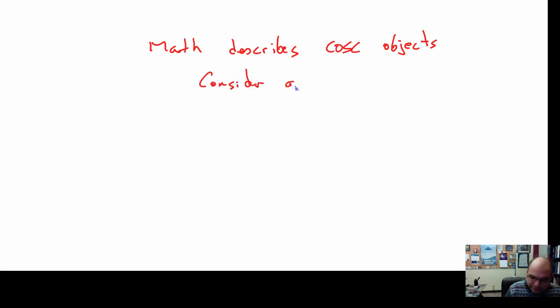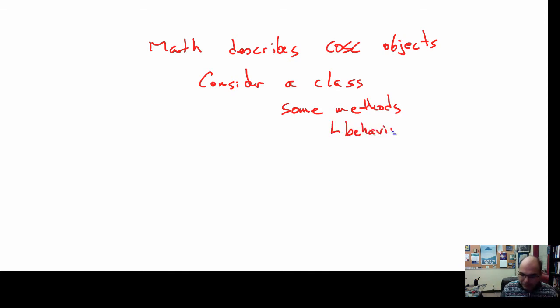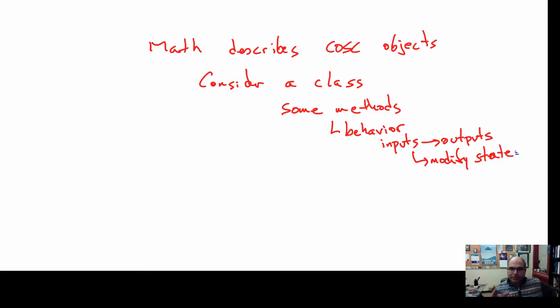And I'm talking about a class here as in a Java class, okay? Then it's got some methods, okay? Each method has a behavior that tells how it maps inputs into outputs, okay? And you might also change the inputs and use those to modify the state of the object. Okay, so that's something that you might see in a typical program, right?